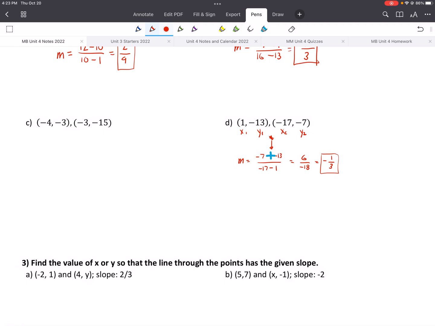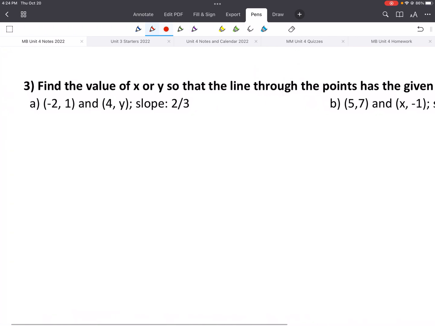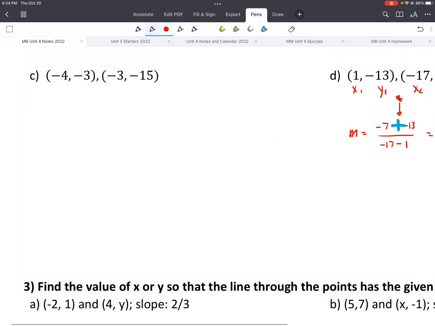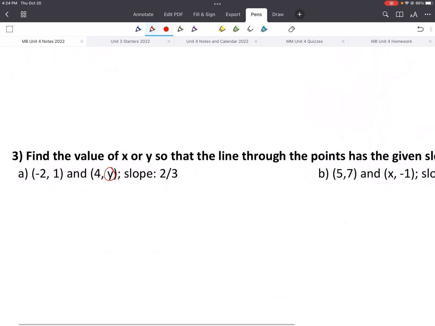So just watch for those double negatives. All right. And the last thing we need to talk about is these are the same types of problems. It's just you're solving for something different. For these problems, we're solving for m. Here we're solving for one of the values of the points. You set it up the exact same way. So we have m equals y2 minus y1 over x2 minus x1.